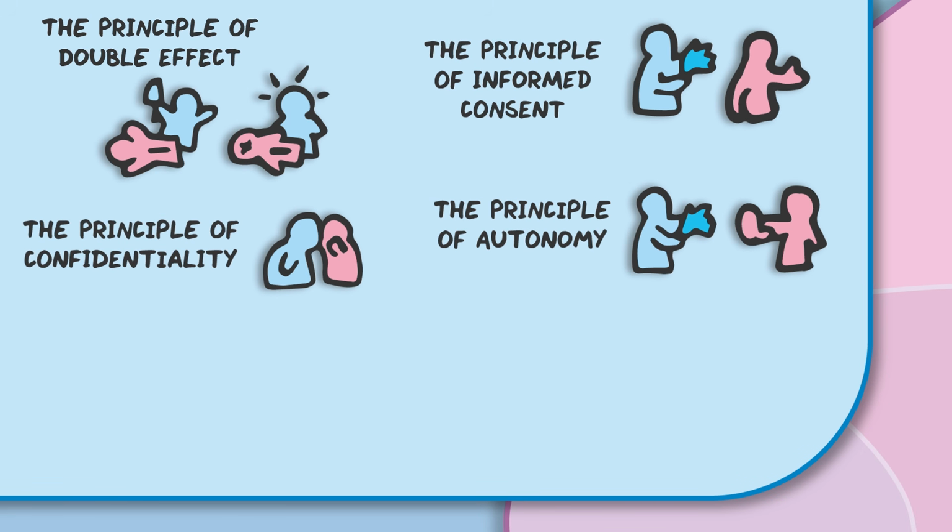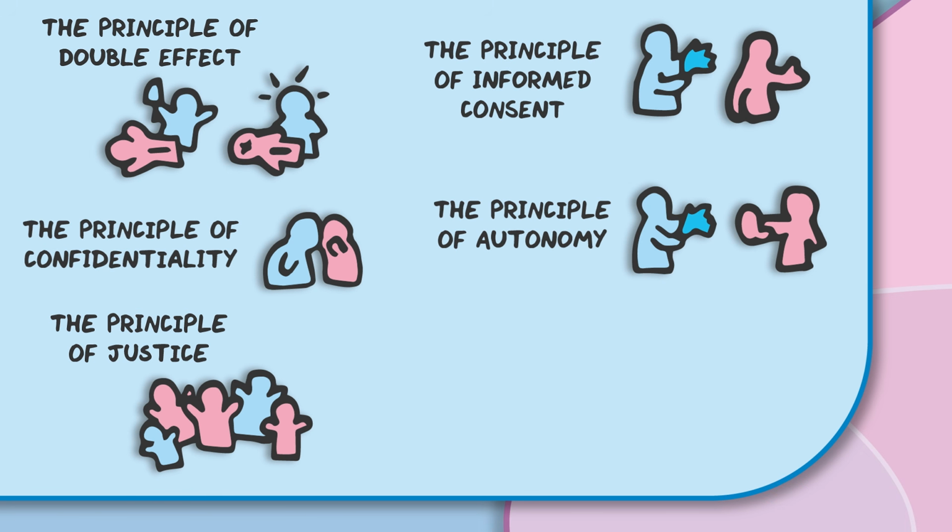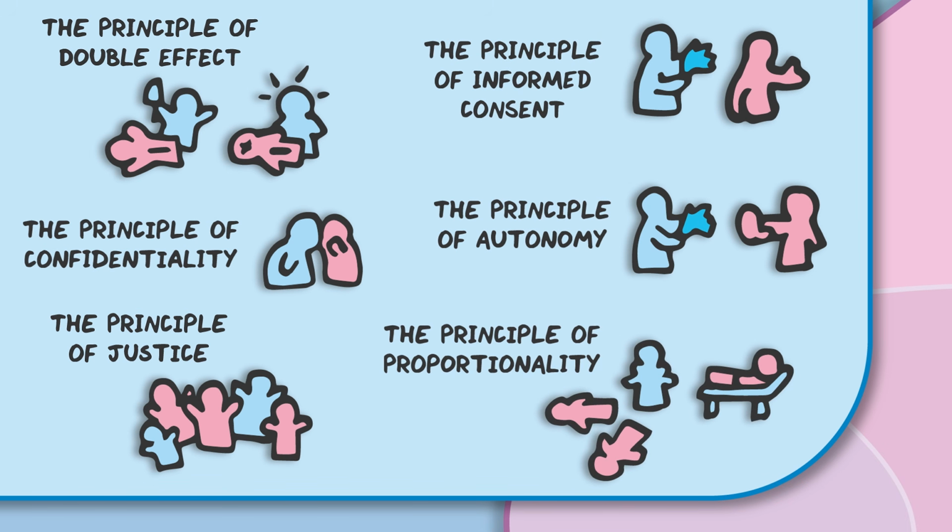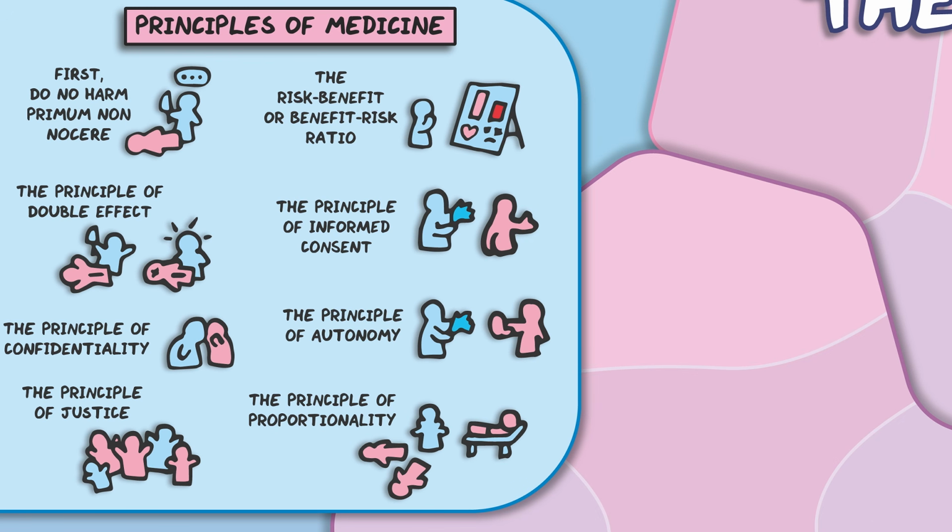The principle of confidentiality means that professionals shouldn't share personal details about someone without their consent or unless it's absolutely necessary. The principle of justice means all patients deserve advanced healthcare delivery regardless of economic status, ethnicity, sexual orientation, gender, etc. The principle of proportionality means that medical interventions and risks should be proportionate to the possible lives saved. And these are the main principles of medicine.